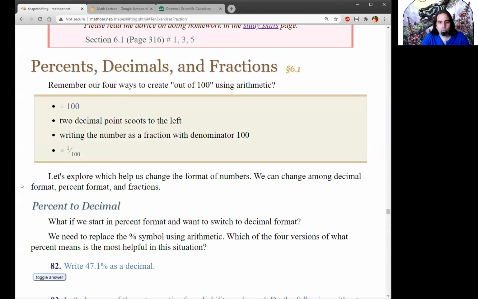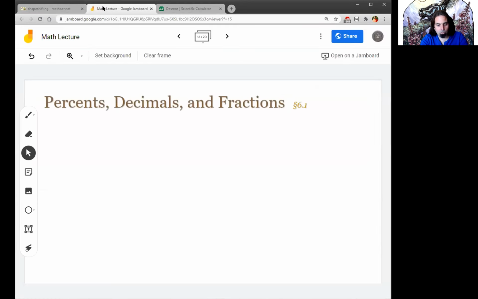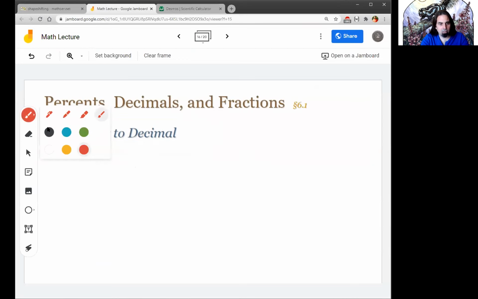We had those 4 ways to create out of 100. If we want to do percent to decimal, which of those 4 ways is easiest? I now have 47.1%, and I want to get rid of that percent sign and replace it with something else. Which of those 4 things is easiest?